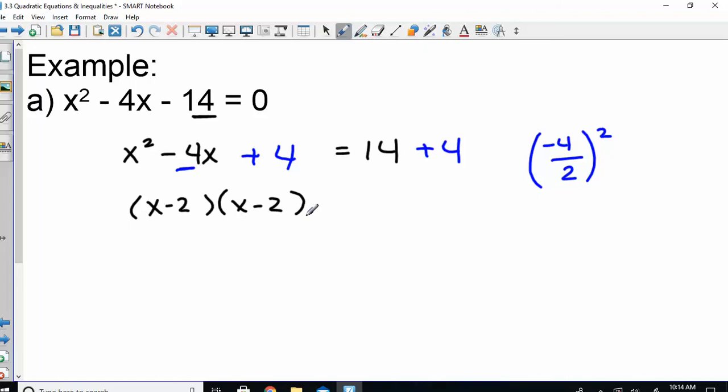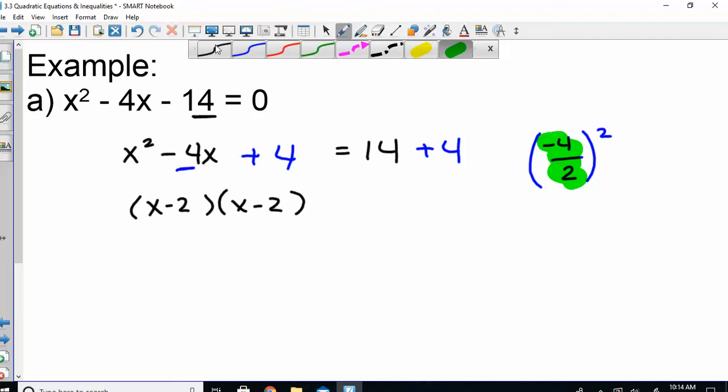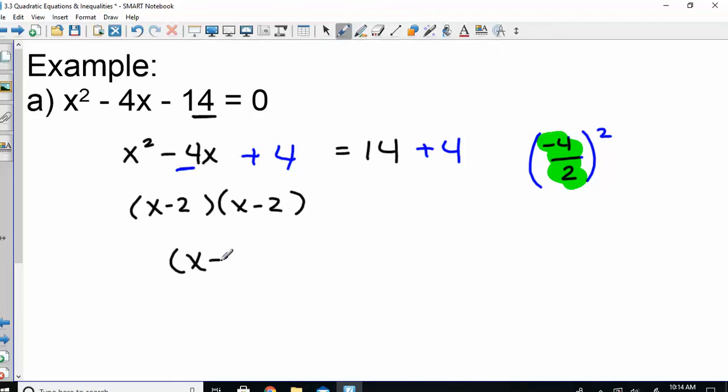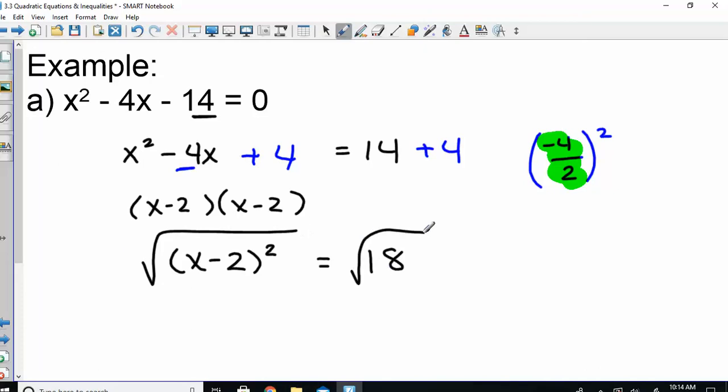Have we seen that negative 2 before? Yeah. That's what I got when I did negative 4 divided by 2, wasn't it? Since it's the same thing twice, we will prefer to write this as x minus 2 squared. Okay, 14 plus 4 is 18. Now here's why I want to write it with the square. How do you get rid of the square? Square root. When we add a square root, we need plus minus. So we get x minus 2 equals plus and minus.